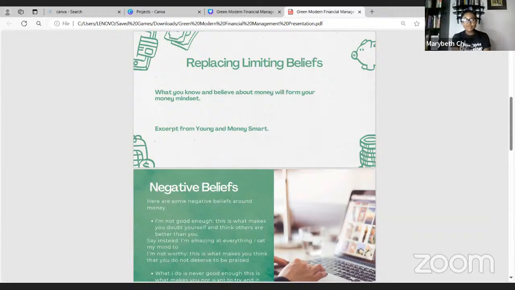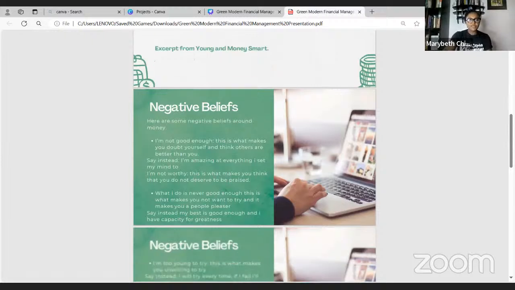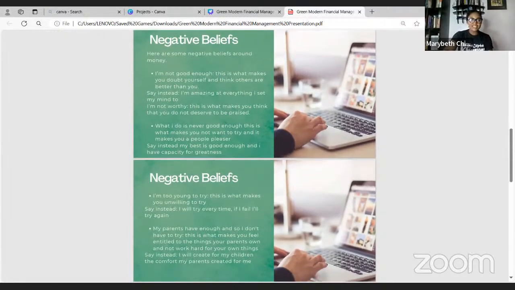So there are certain things that we see around us that could lead us right to the point where we have beliefs that stop us from being wealthy or being able to create wealth. Let's look at some of these beliefs. Number one is that you think that you are not good enough.